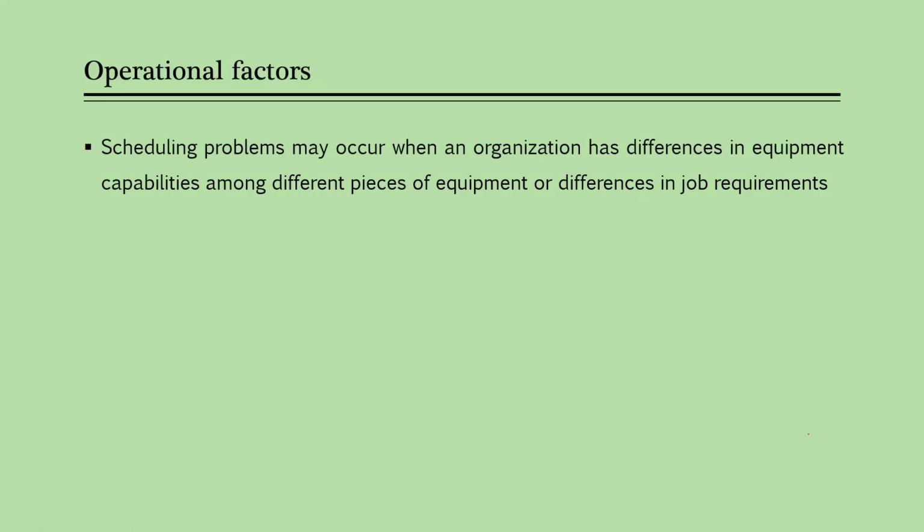Scheduling problems may occur when an organization has differences in equipment capabilities among different pieces of equipment or differences in job requirement. So we know that when we are going to do the operations, we are going to schedule them. So when we are going to schedule them, there may be problems. We may assign X material for the production, but X material may not be there. Then they have to take another material to replace it. So there is a schedule problem there.